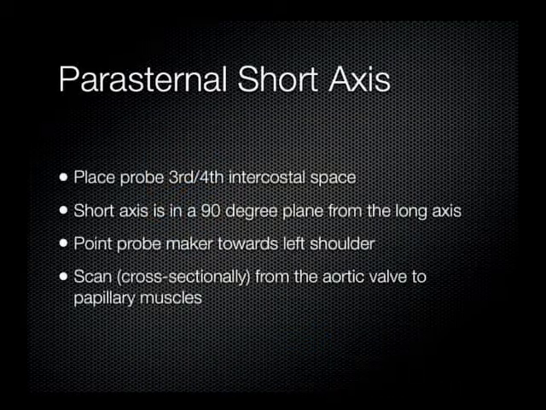In order to obtain the parasternal short view, simply rotate the probe about 90 degrees counterclockwise from where you had it in the parasternal long position. The probe marker will now point to the left shoulder instead of the right. Then you can sweep across the heart from the base to the apex in order to obtain cross-sectional views of the heart at the levels of the aortic valve, mitral valve, and papillary muscles.